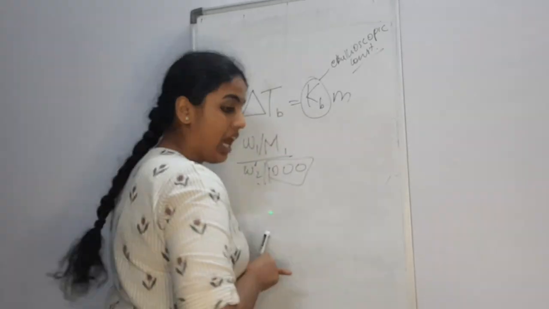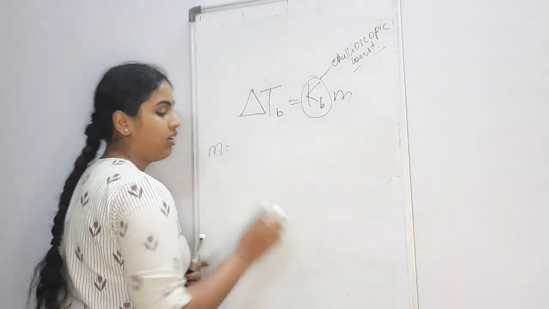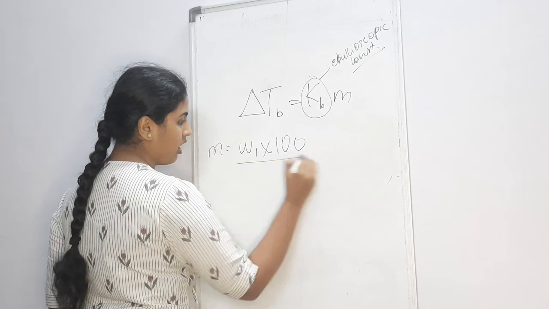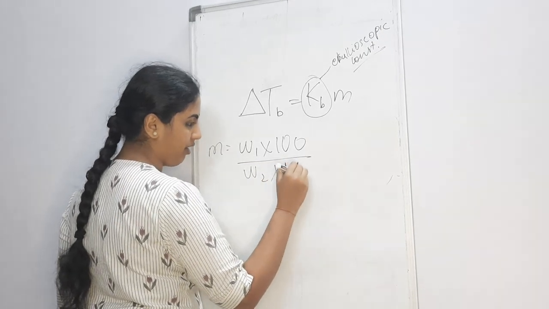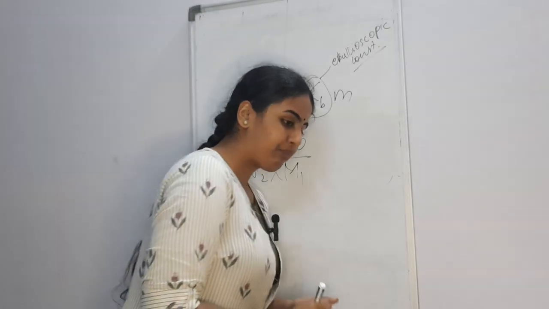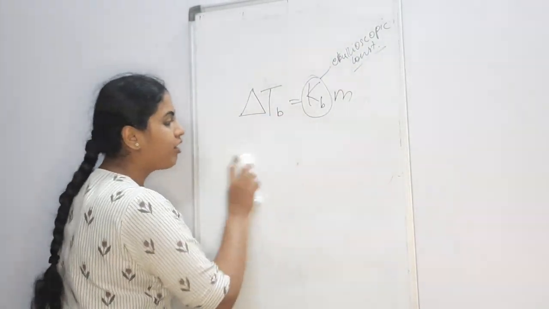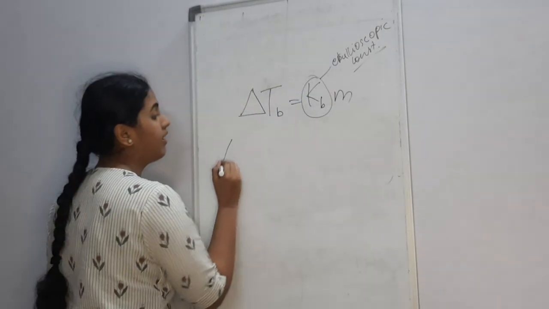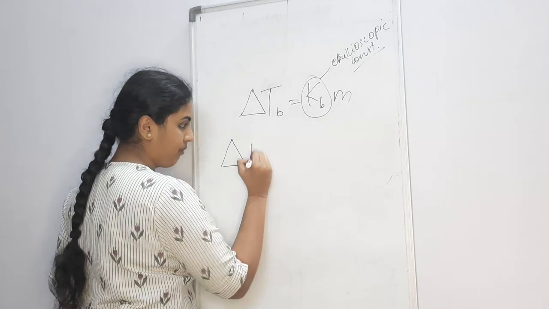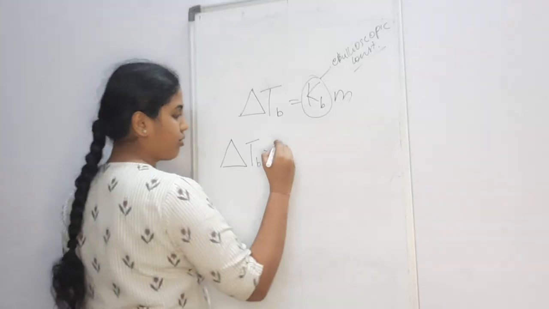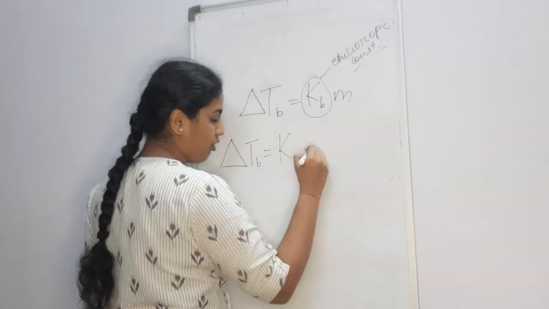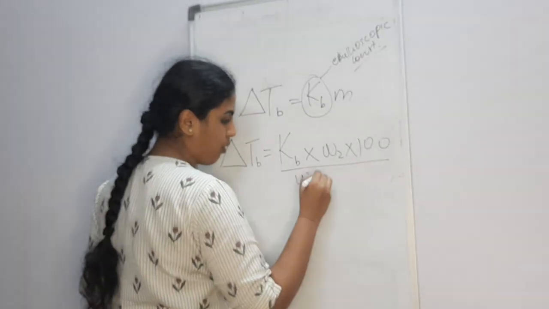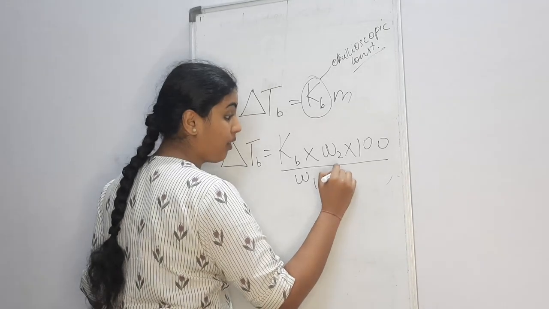So if we were to write it after this, then our formula would sort of become like this: W1 into 1000 upon W2 into M1. Simple mathematics. Then, if we put the formula of M in this particular formula, we get delta TB is equal to KB into W2 into 1000 upon W1 into M. Sorry, W1 into capital M1.